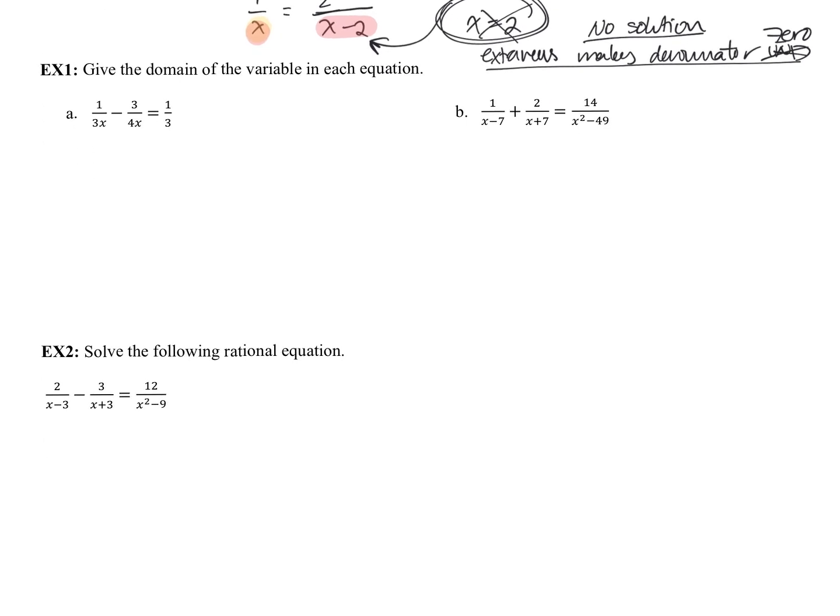Let's take a look at example 1. Give the domain of the variable in each equation. Okay, so all we're going to do is give the domain. And basically, once again, that means the values that we're allowed to use. So let's take a look at where our variable is, down here and down here. So I'm going to set each one to 0 and see what the problem number is. I don't need to set this to 0 because there's no variable there. So solving for 0, we get x equals 0 for both of them. So the only number that we can't have in our domain would be 0.